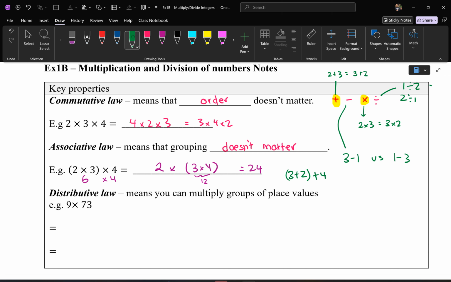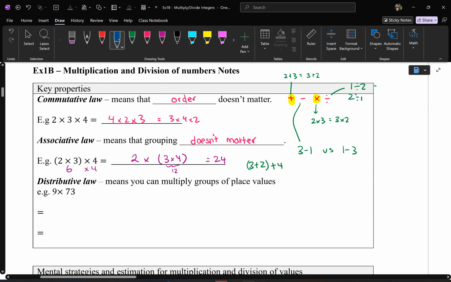This is called associative. These laws are more important when you get to algebra. When you get to algebra, it matters. A lot of students don't realize this. I'll give you an example of an algebra one.